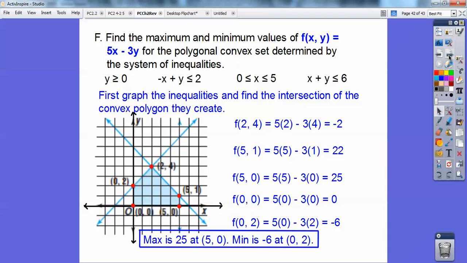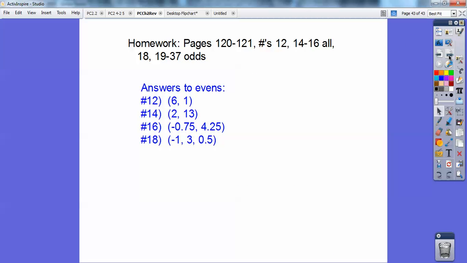And if you're in my pre-calculus class, that would be your homework.